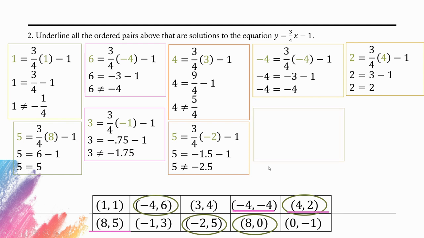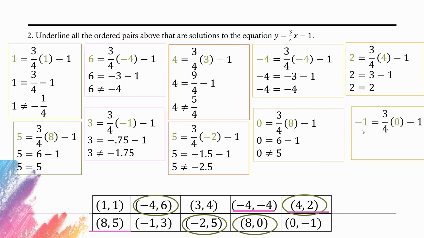Moving on to 8, 0. 3/4 times 8 would be 6. 6 subtract 1 gives us 5. 0 does not equal 5. And 0, -1. 0 in for x, -1 for y. 3/4 times 0 is 0. 0 subtract 1 gives us -1. So that one does work out. So we had 4 of them that were solutions to this equation.